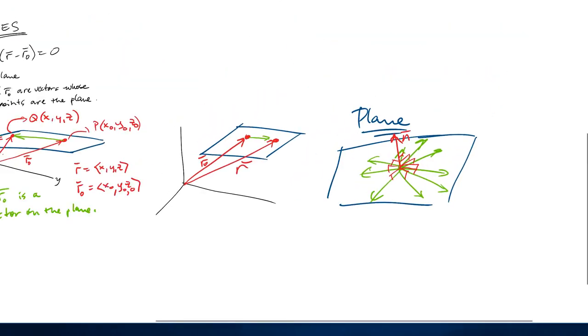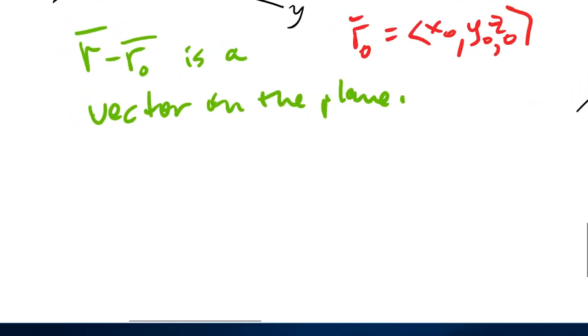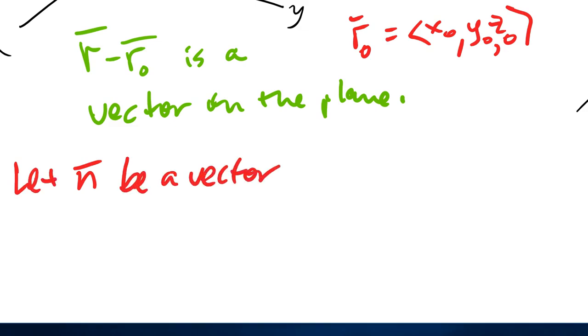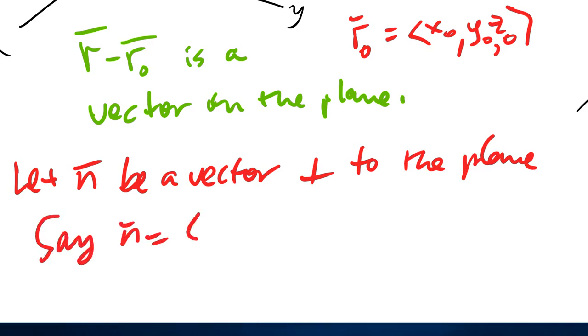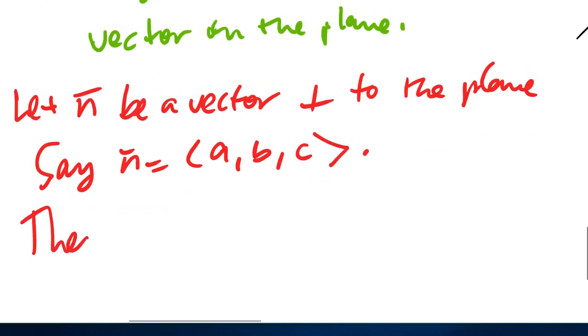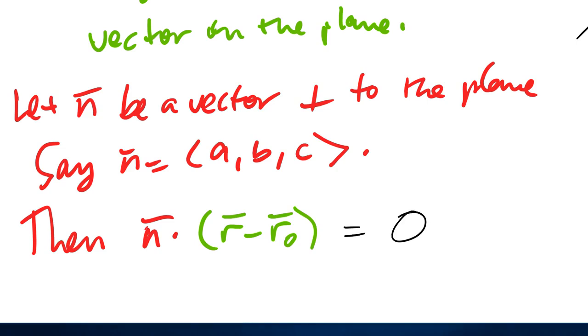So if I look at any random vector in the plane and I dot it with this n, so let n be a vector perpendicular or orthogonal, if you want, to the plane. And let's give it a name. Let's say n is ABC. Okay, so then n dotted with r minus r naught, which is some random vector on the plane, this is equal to 0. This is since it's perpendicular.